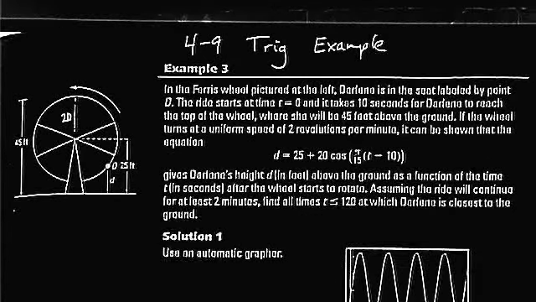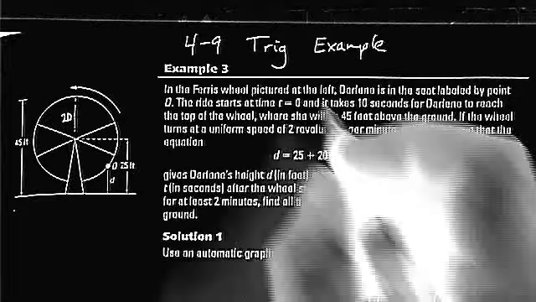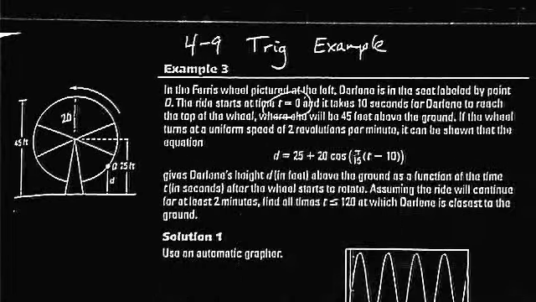Now, I want you to think through this situation with me. I'll read through it, but we're trying to compare the circle to the wave and try to understand how it all goes together. It says, in the Ferris wheel pictured at the left, Darlene is in a seat labeled by point D. At the start of the ride starts at time 0.